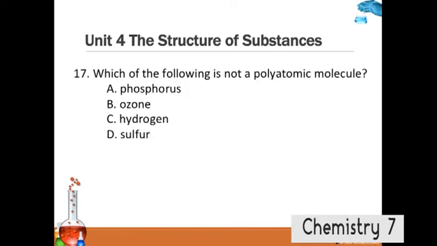Which of the following is not a polyatomic molecule? Phosphorus, ozone, hydrogen, or sulfur?